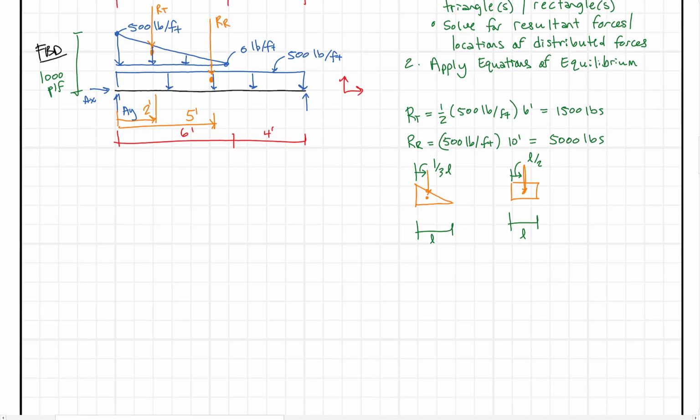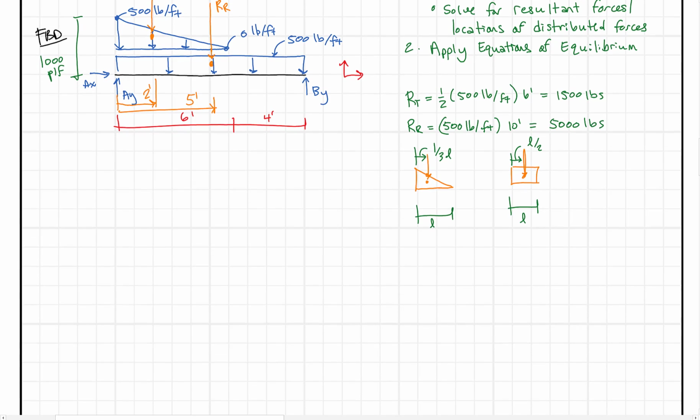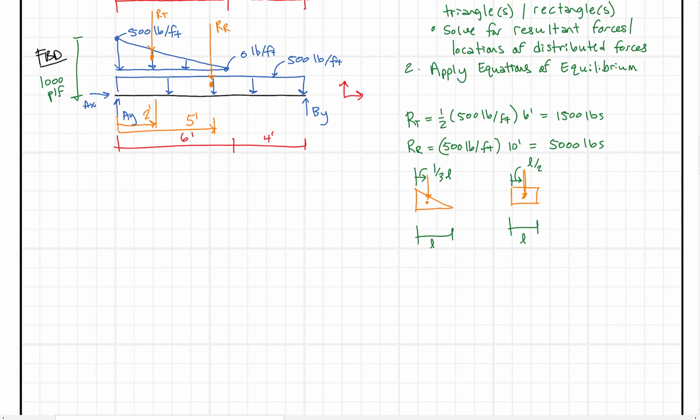So once we have that, now we can go and apply our equations of equilibrium. This is the fun part. This is when we get answers. So let's start with the easy one. Sum of the forces in the x direction equals 0, and the only force we have in the x direction is AX. So AX equals 0. All right, again, it's the easy one. It's the one I love to do first, but get the easy ones out of the way.